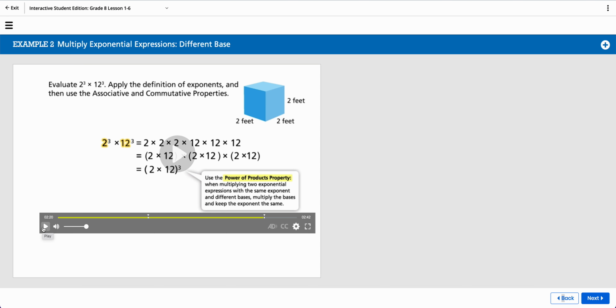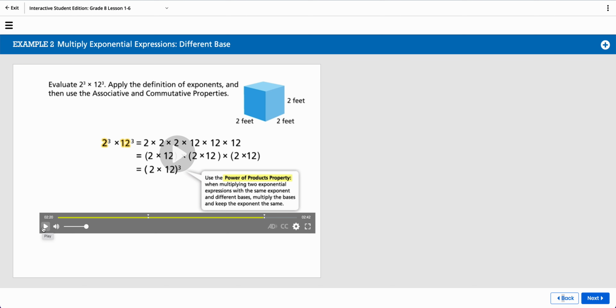Okay, so now we've got the power of products. This time, we've got different bases, but what's the same? The power. The exponents are the same, right? So this rule applies when the bases are different, but the exponents are the same. The last rule, the bases had to be the same, the exponents could be whatever. So we've switched around the words.